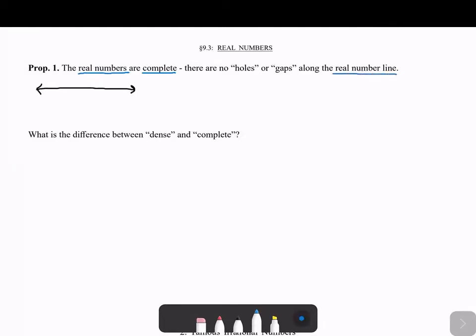Okay, so the real numbers are complete because if you take the real number line, let's just say that 0 is here, just for some context. If we pick any point on the number line, there is a value there, whether it's rational or irrational, right? Remember that the real numbers are divided into the rational numbers and the irrational numbers. Any point on the number line has a value associated to it. So this could be 0.7 repeating, right? That has a number associated to it.